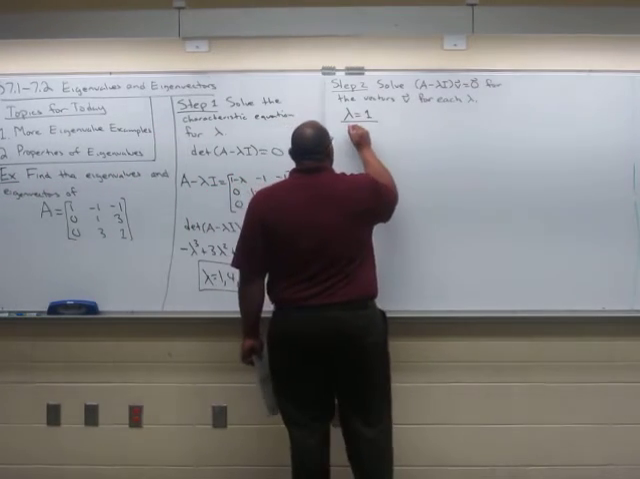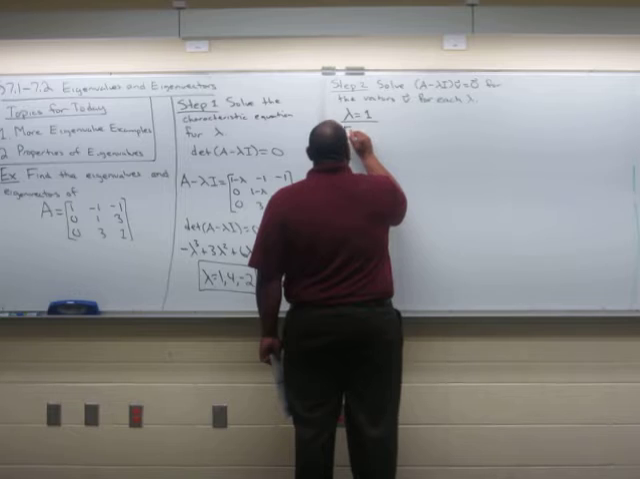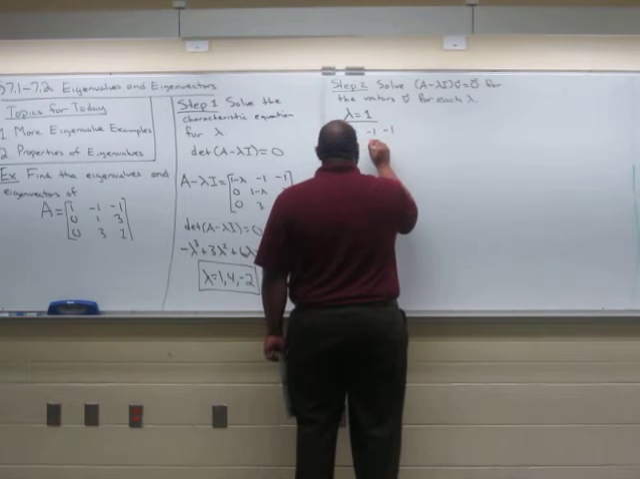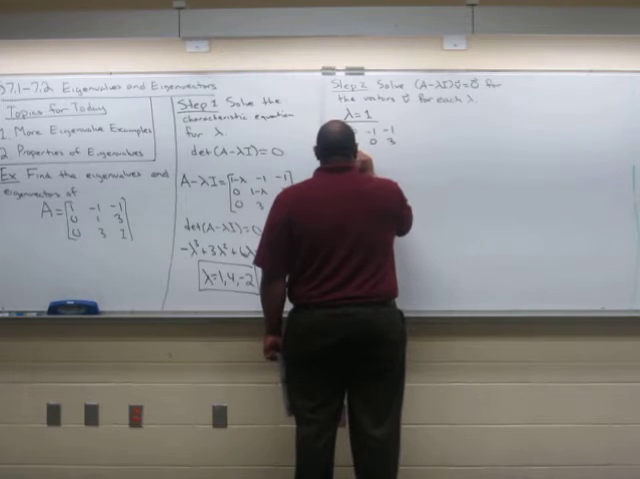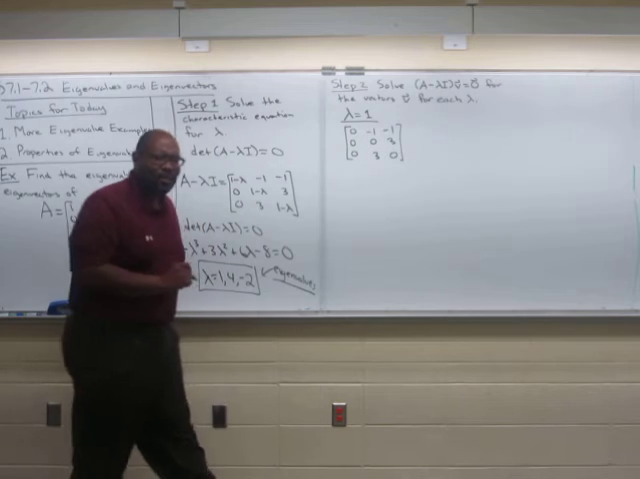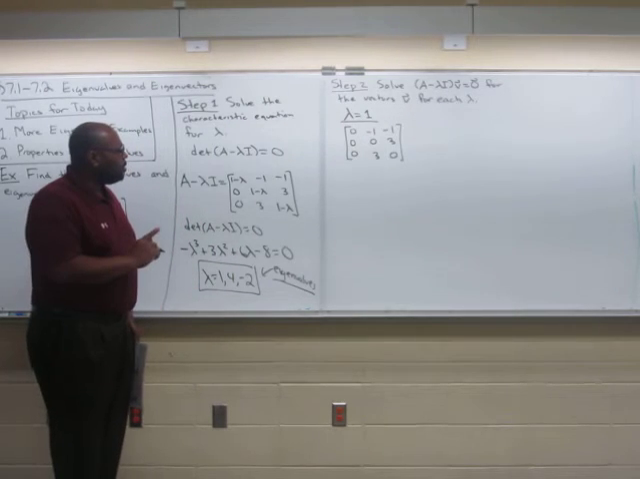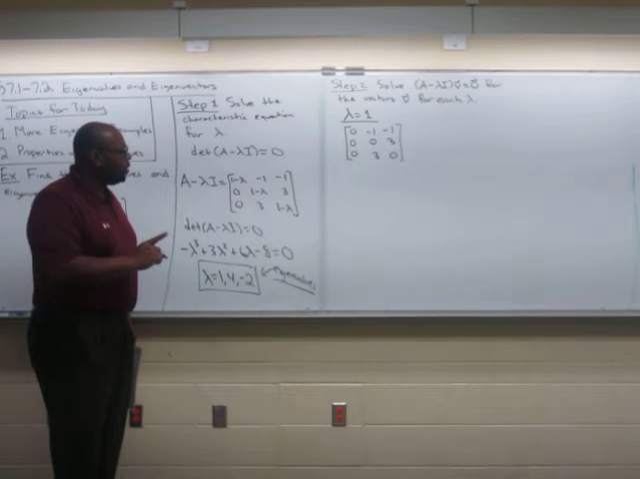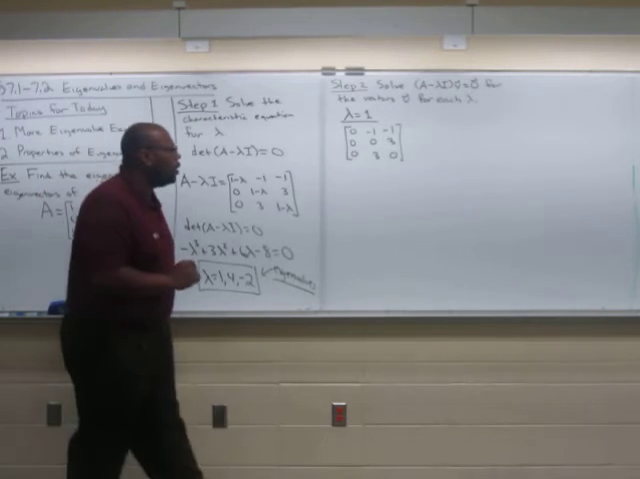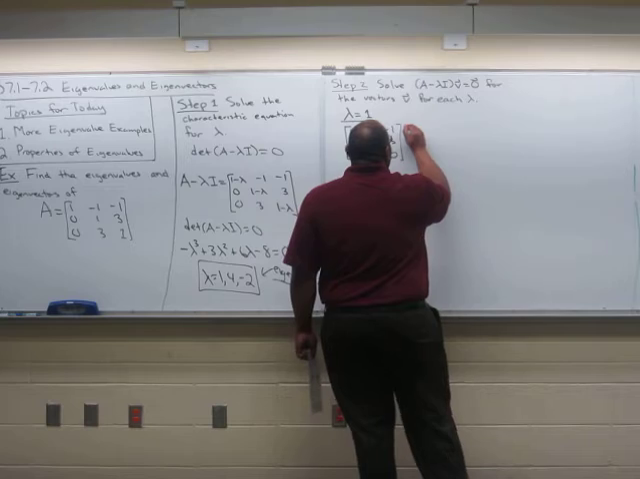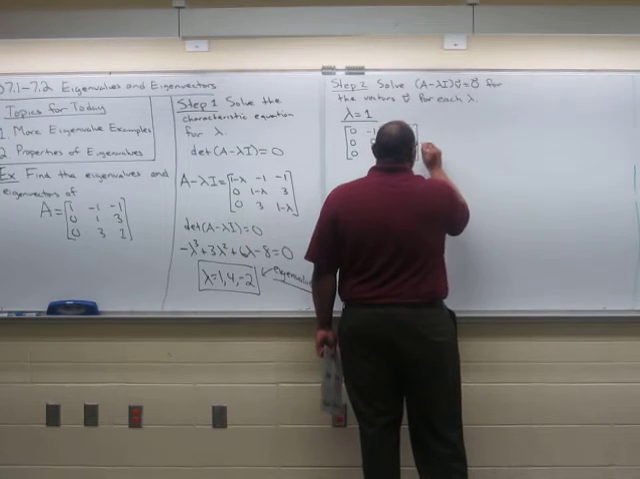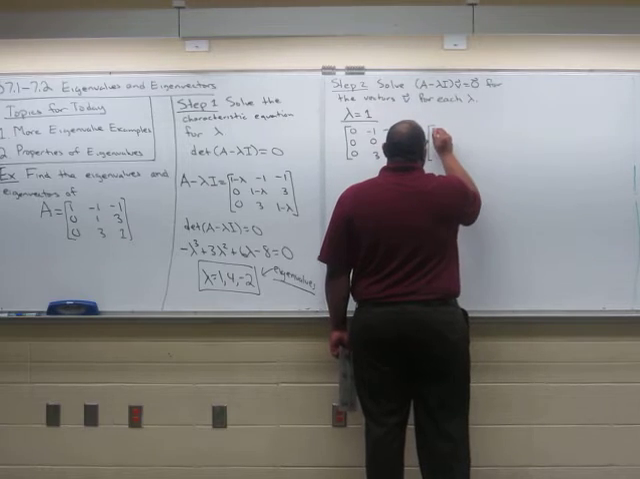I'm going to end up with, if I do this correctly, 0, negative 1, negative 1, 0, 0, 3, 0, 3, 0. Did I get that right? 0, negative 1, negative 1, 0, 0, 3, 0, 3, 0, times my vector B, I'll call it a, b, c, equal to 0, 0, 0.